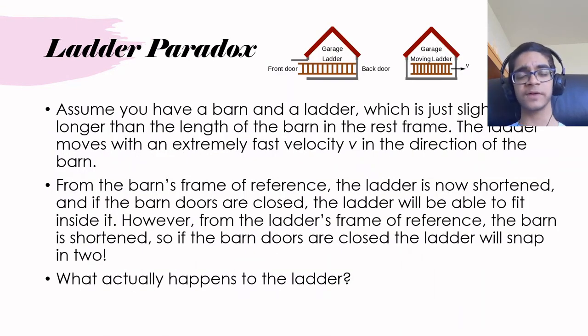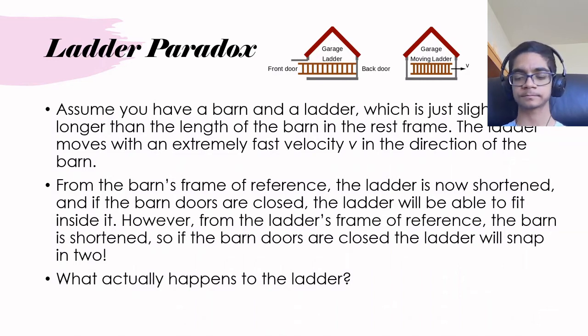This is a famous paradox, not nearly as famous as the twin paradox, but still a famous one nevertheless, known as the ladder paradox. So let's start by assuming that you have a barn and a ladder. And the ladder is going to be just slightly longer than the length of the barn in the rest frame. So let's assume that the ladder isn't moving for now, and the barn is not moving either, and when you just place them right next to each other, the ladder is longer than the barn.